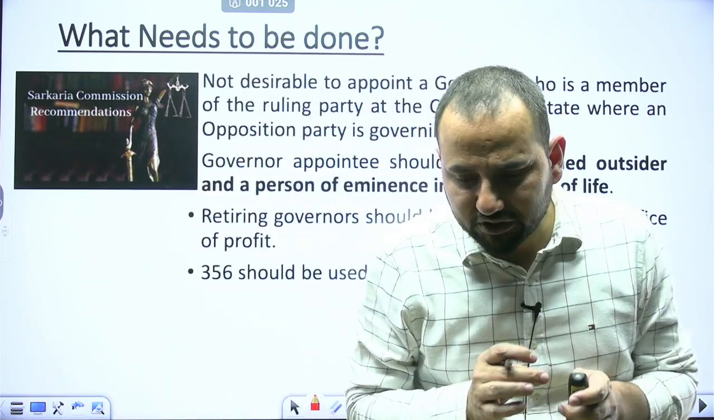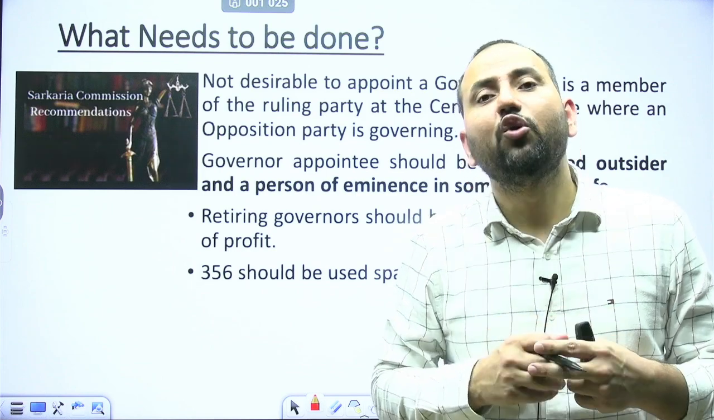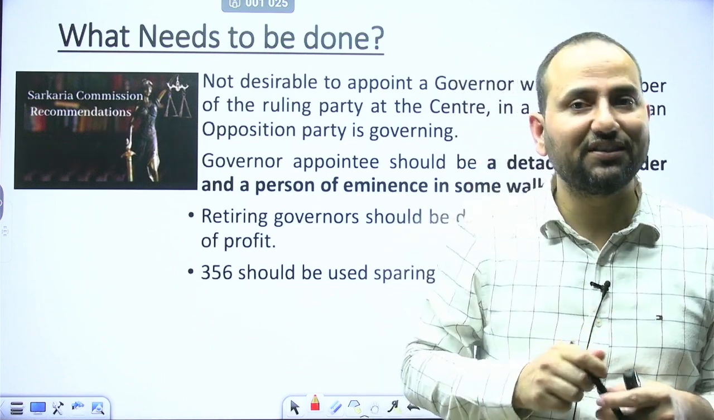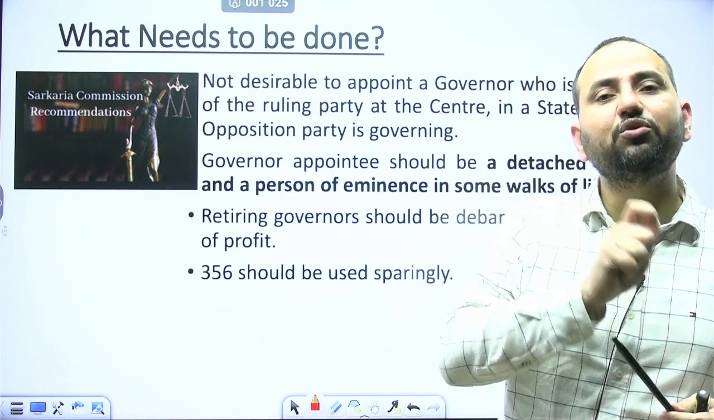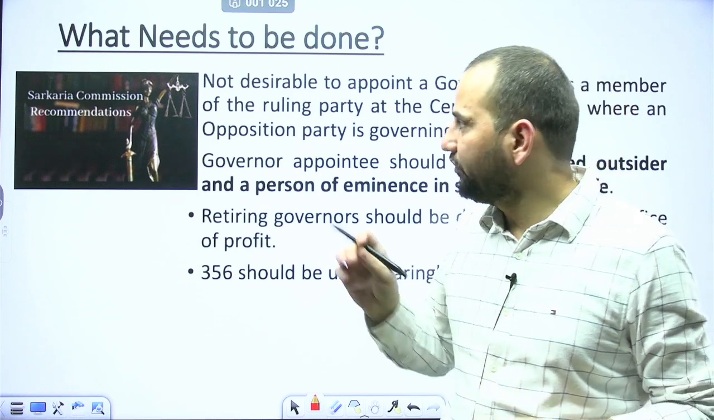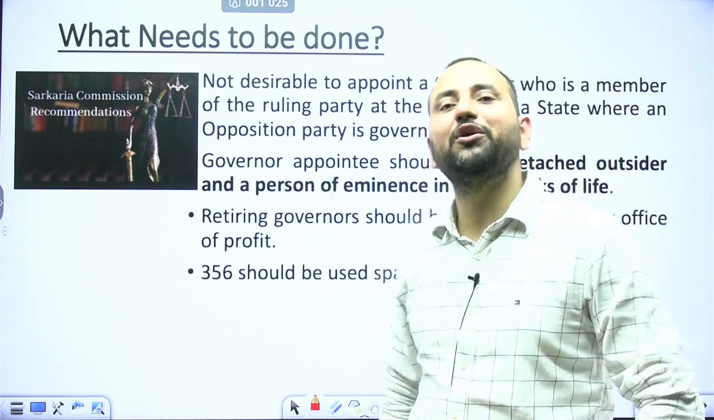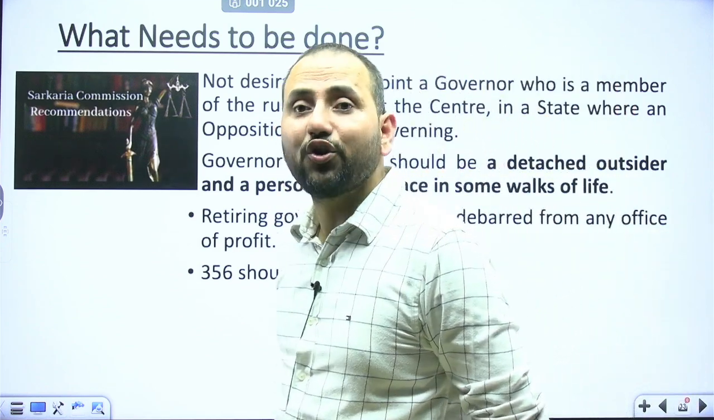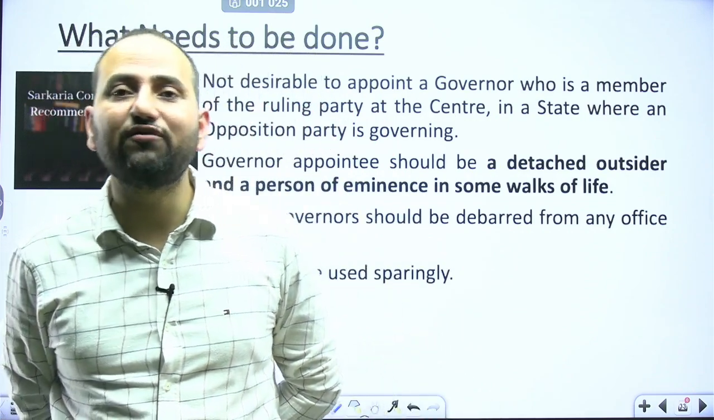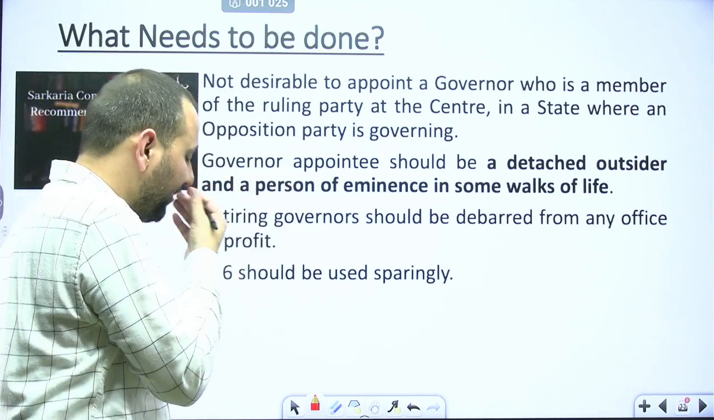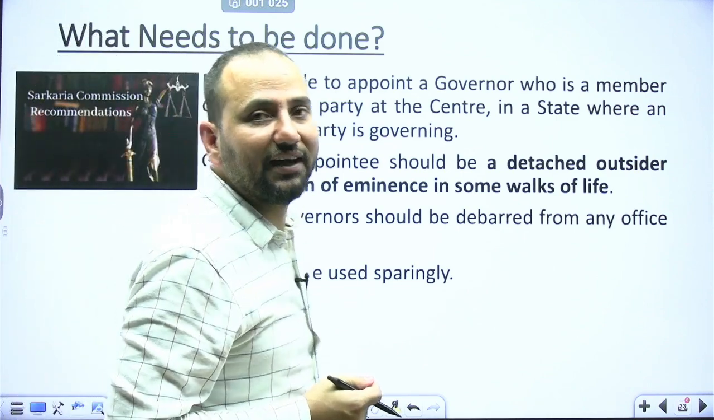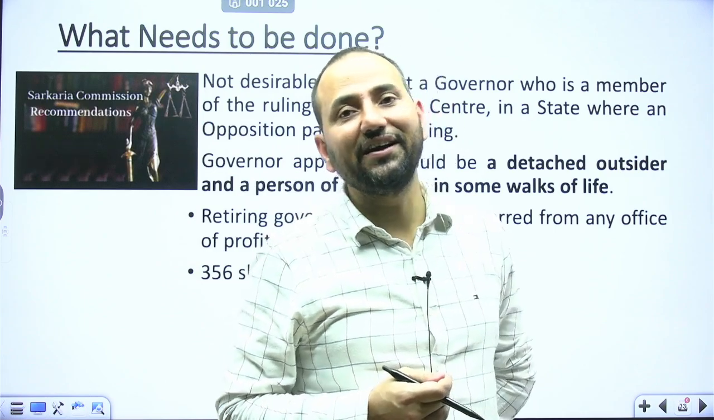Now we need to understand what reforms should be taken, what we need to do with reference to this structure of the office of governor. When we talk about these reforms, when we need to see what needs to be done, then obviously various commissions and committees come into existence. The first thing with reference to this whole structure is the Sarkaria Commission. The Sarkaria Commission came into existence in 1983.